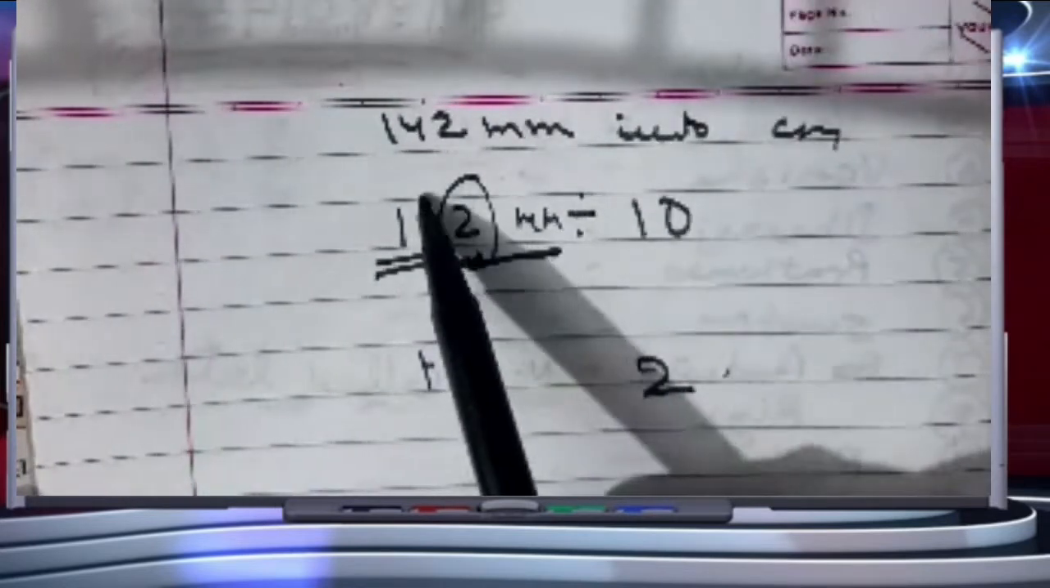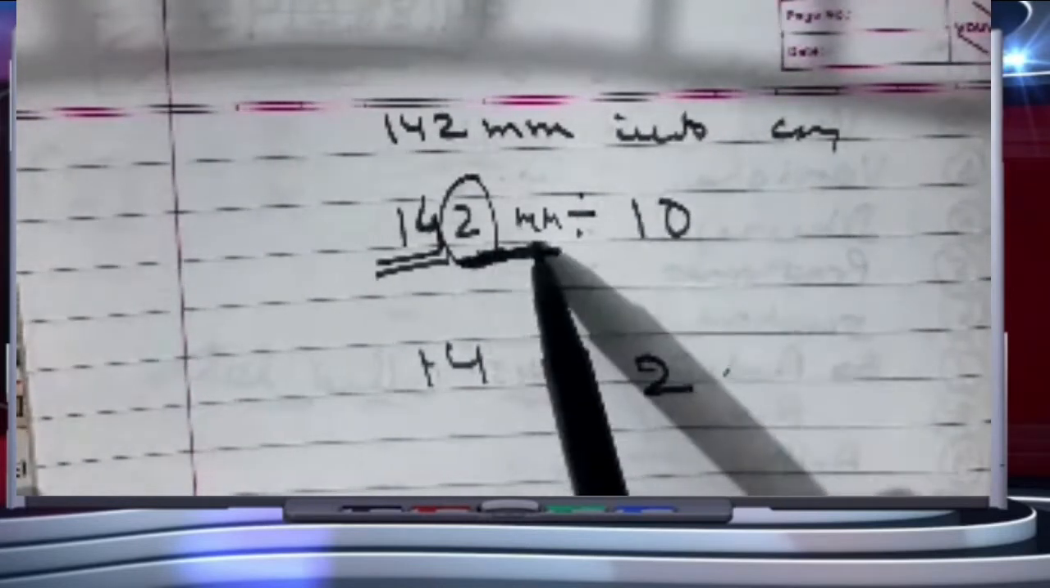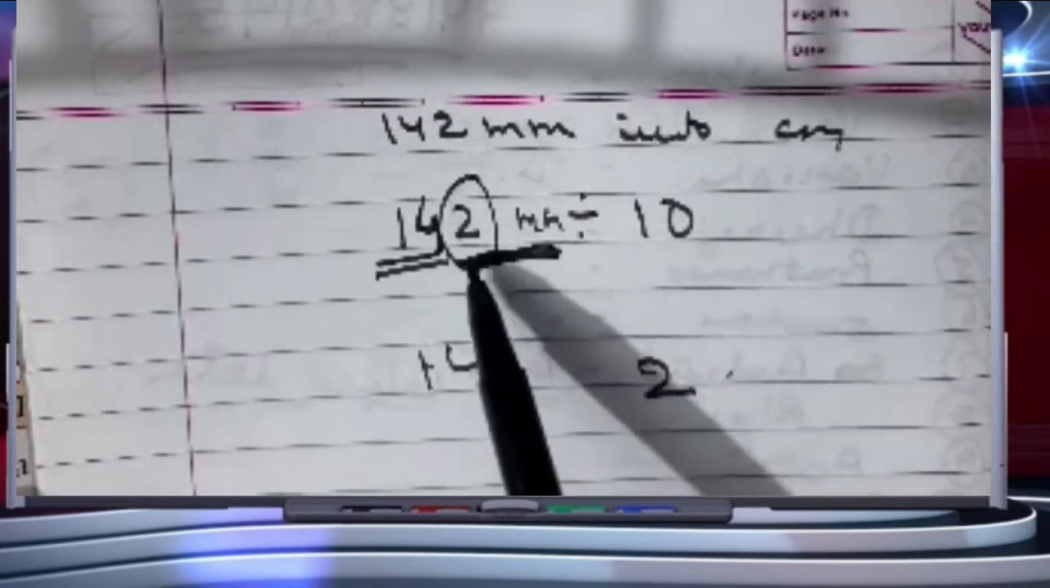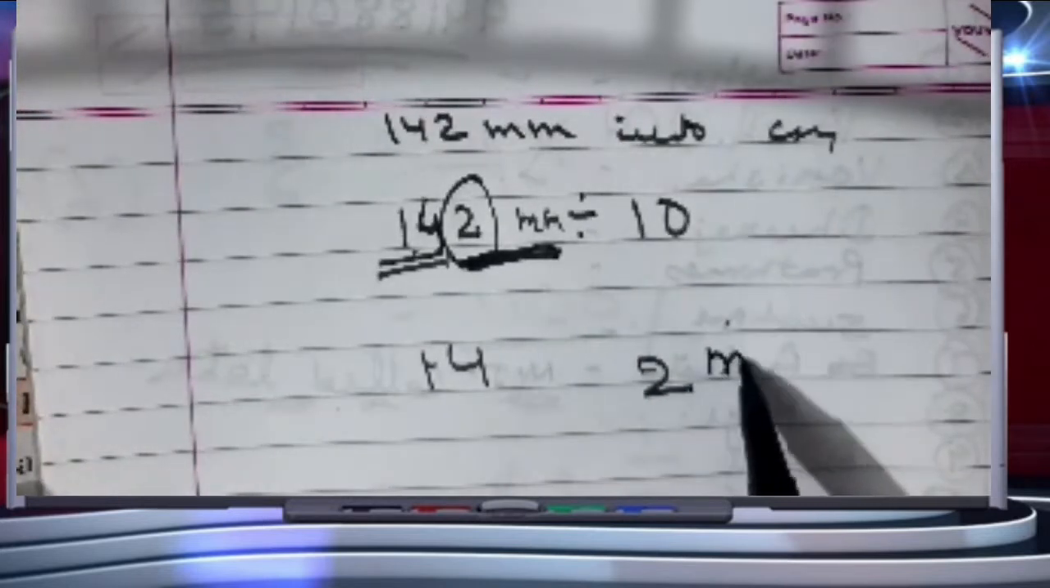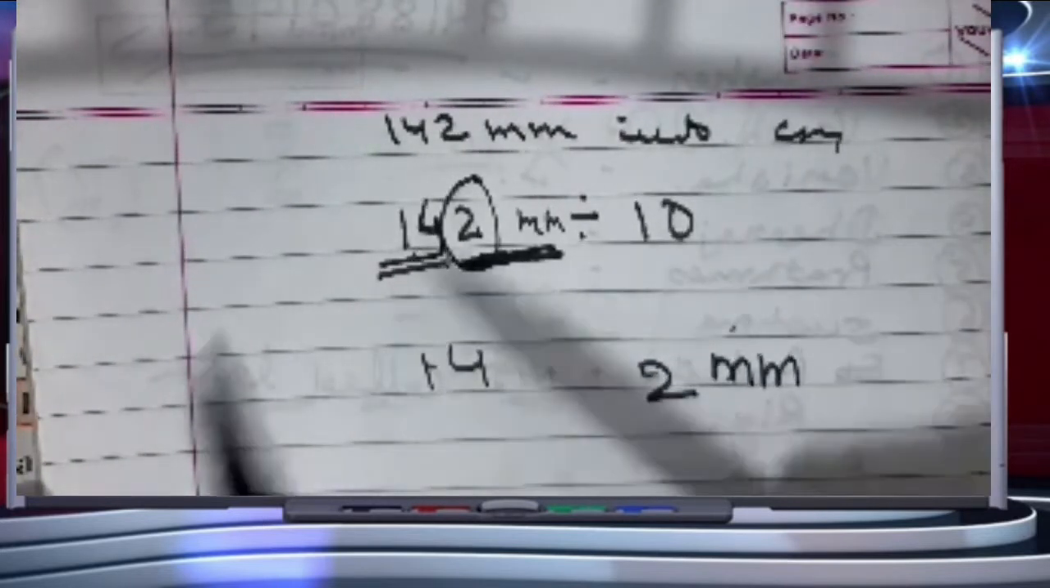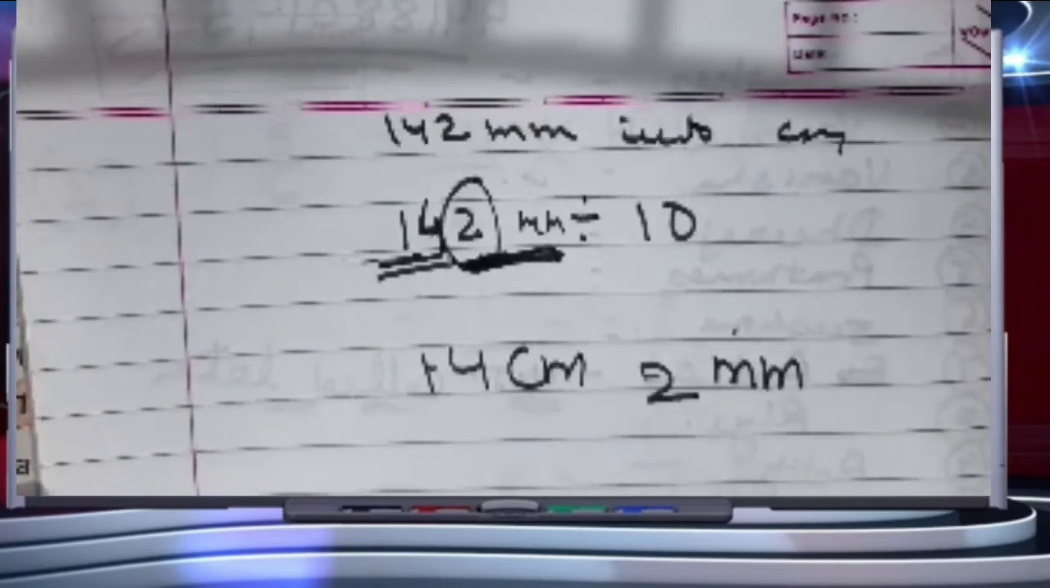2 remainder means remaining in the same class. This 14 is the quotient, it has passed out. And this 2 is the remainder, which means it stays in the same class, the same unit it had before. Before dividing it had the unit millimeter, so after dividing also it will remain in millimeter only. This 14 has passed. It has come to the bigger unit, which is centimeter. So the answer is 14 centimeter 2 millimeter.